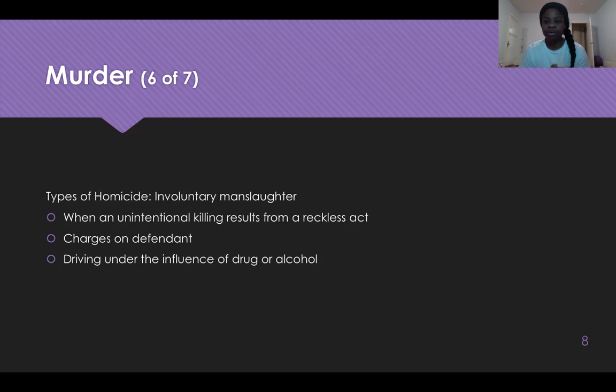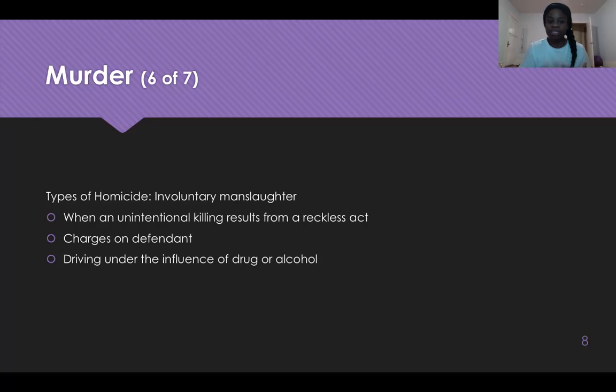Involuntary manslaughter is a criminal homicide where an unintentional killing results from a reckless act. Okay. In such cases, the defendant is charged with consciously disregarding a substantial risk that he or she knows, or should know, puts others in danger of losing their lives. So an example of involuntary manslaughter is driving under the influence of alcohol. Like if you guys have seen that in the news. Okay, that's an example of involuntary manslaughter, driving under the influence of alcohol.